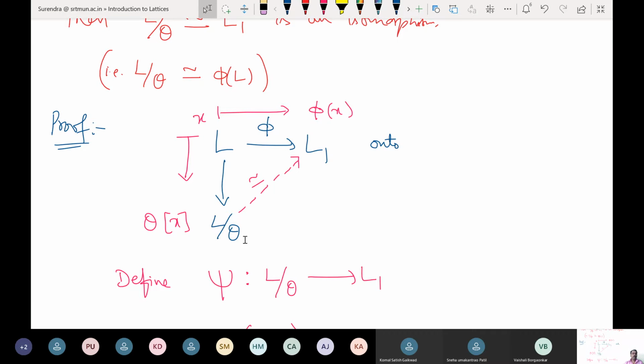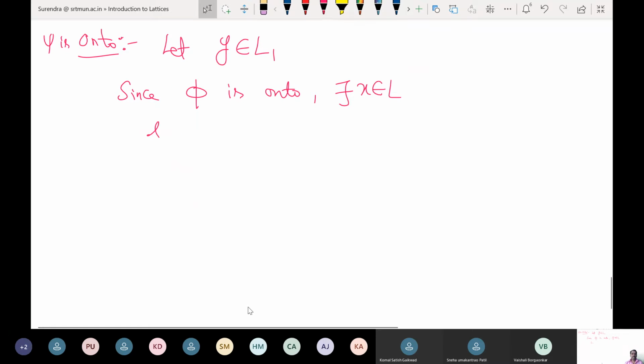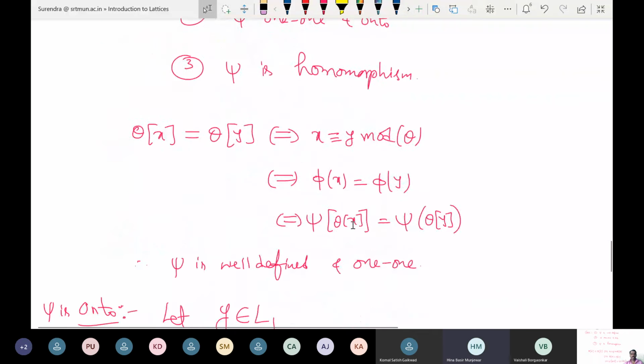Is this clear? Since our map phi is onto, there exists some x in L such that phi of x is equal to y. Very good, right? This implies that phi of x, by how we have defined it, is the same as psi of theta of x.